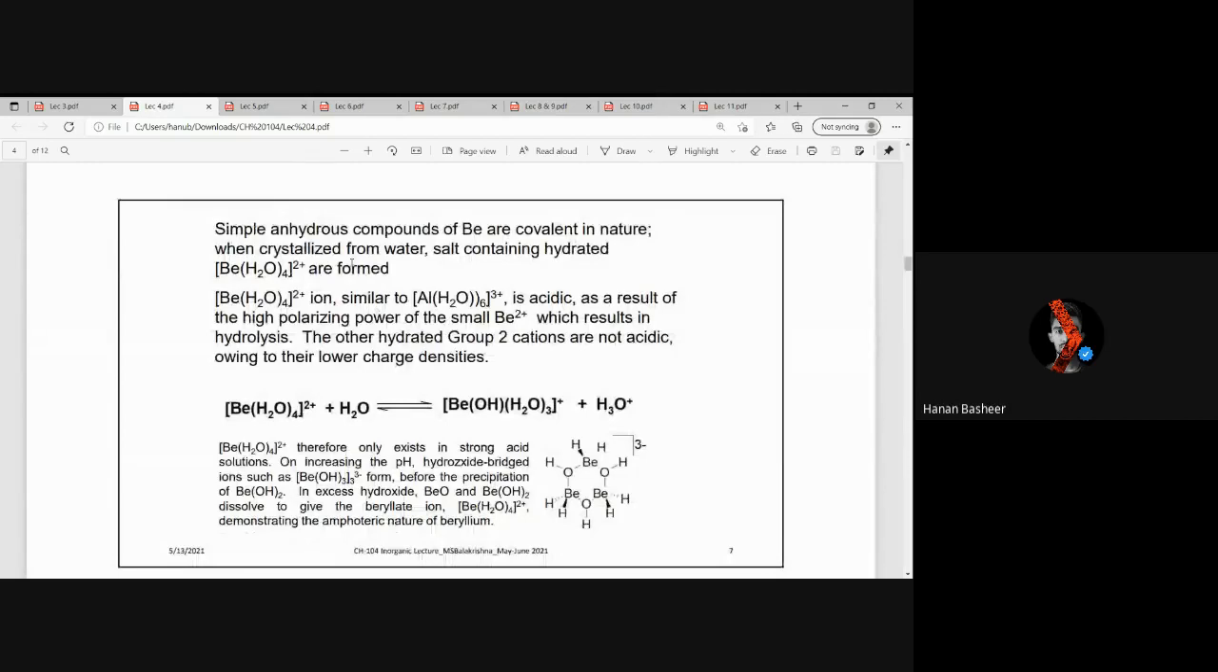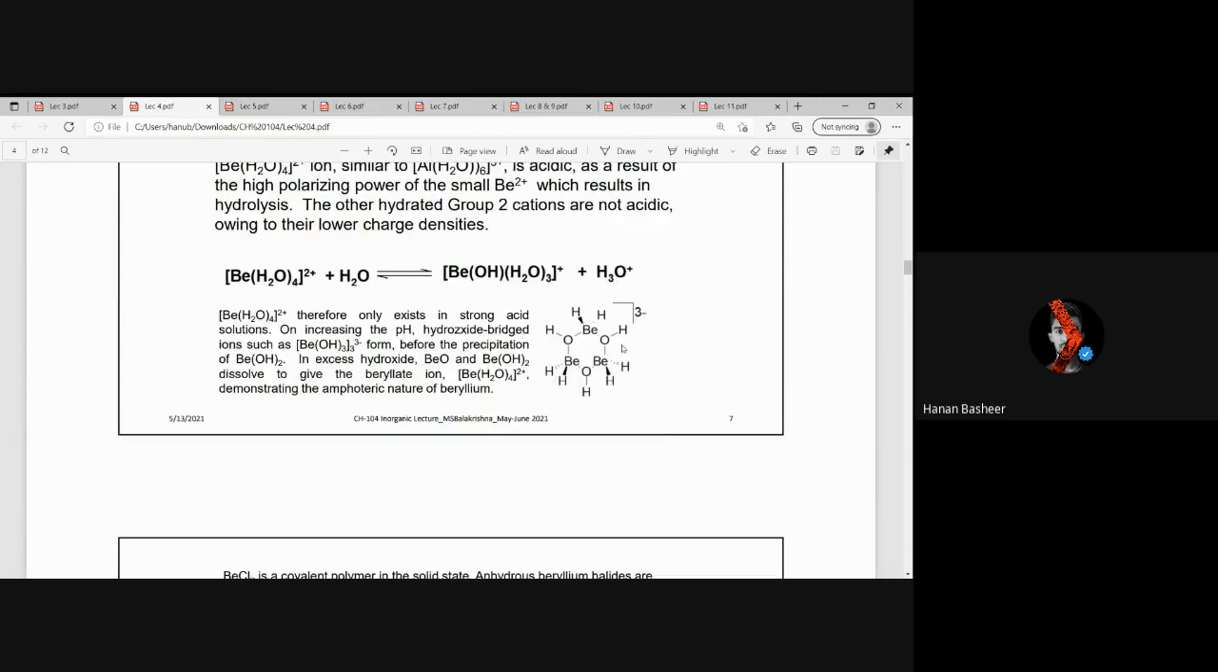Then simple anhydrous compounds of beryllium are covalent in nature. You see that when we mix beryllium hydroxide with water, we get Be(OH)(H2O)3+ plus a hydronium ion. So this is its structure.